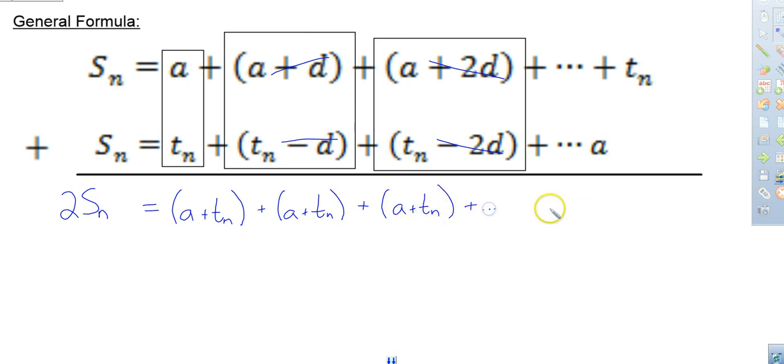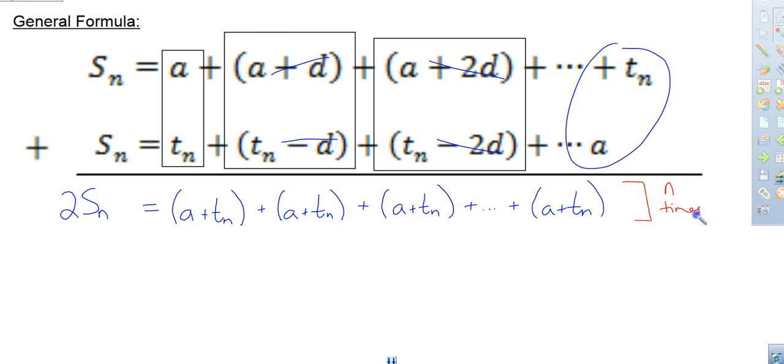Now, that is going to continue happening until we get to the very end right here. Our last terms, we're adding, again, a plus term n. So as you can see, we are adding together a plus term n many, many times. So the question is, how many times is that? Well, it's going to happen n number of times. Because we're starting at term 1 and then going all the way up to term n, that's n number of times that we're adding things.